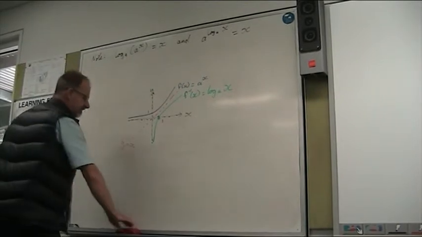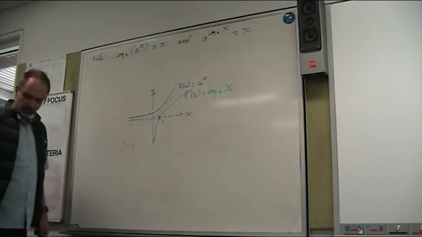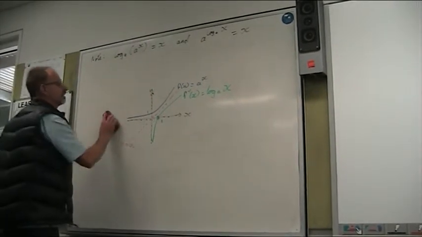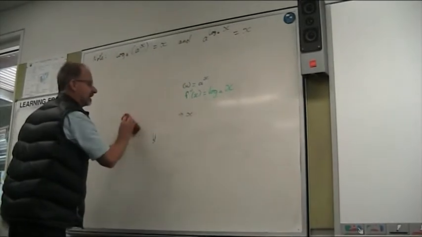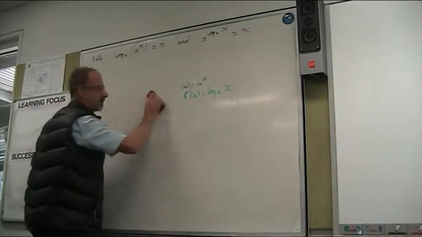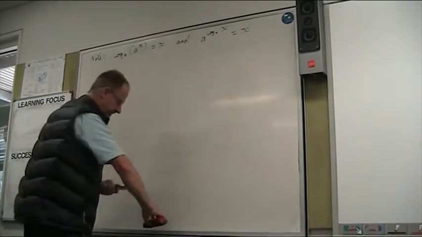All right. Now there is a thing called the natural logarithm. And the natural logarithm is just log to the base e, Euler's number.